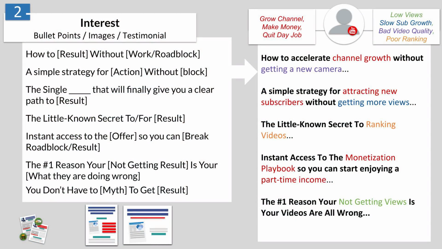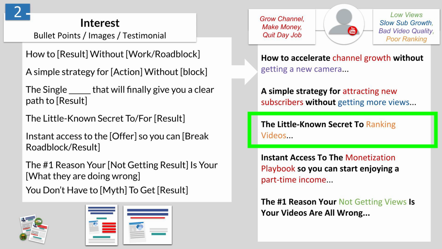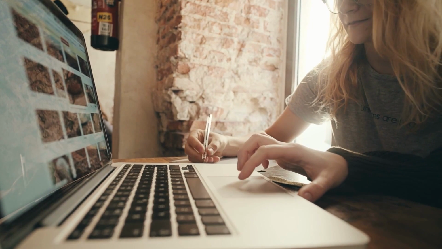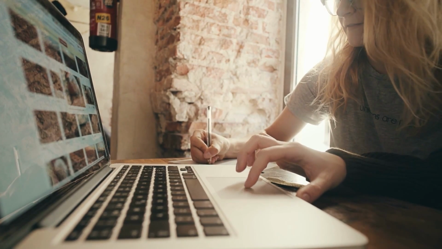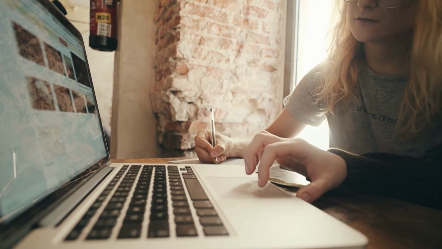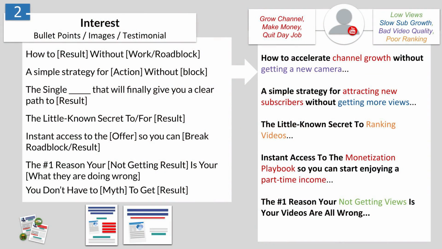A perfect example of this is the third example we have here, the little known secret to ranking videos. And so here, we're not making any sort of big claim. We're not making it super long. We're just saying, hey, there's something that you don't know about ranking videos. And that little piece, ranking videos, contributes to the ultimate goal of growth. There we go. It's two words. And their ultimate goal that they want or benefit of that growth is being full-time.